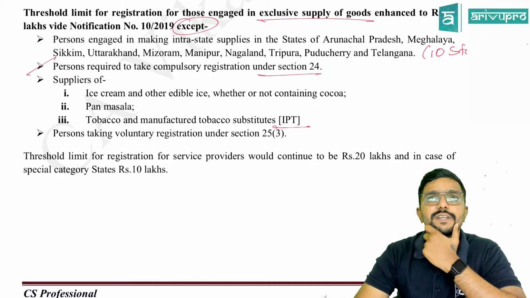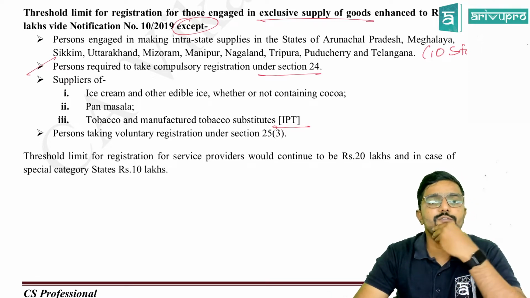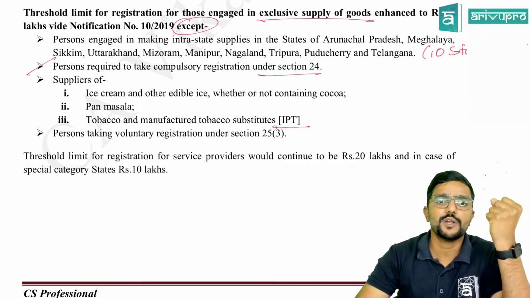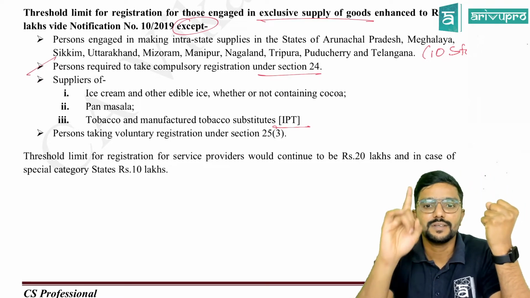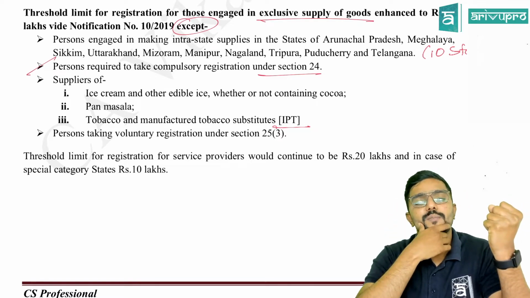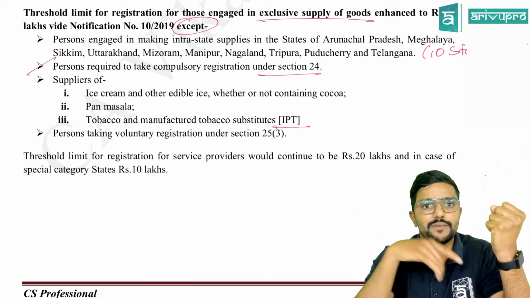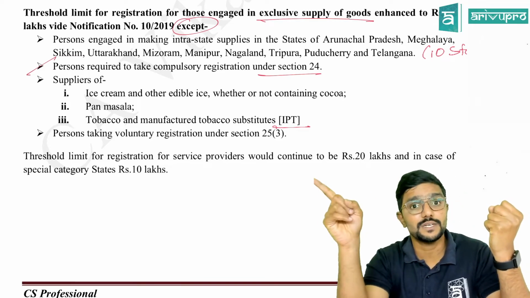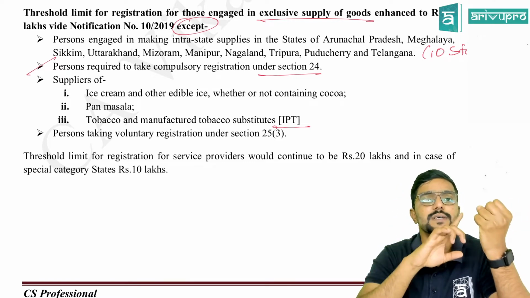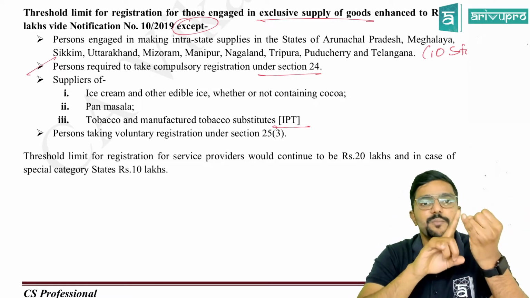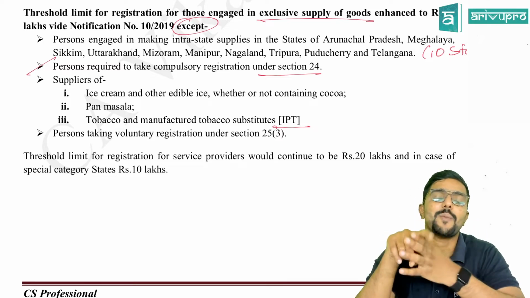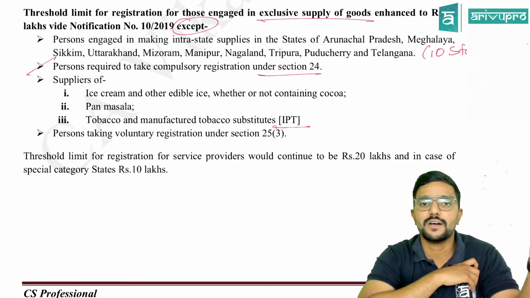See, when we were studying composition scheme, the 4 manufacturers for whom the composition scheme is not available. If you are manufacturing IPAT, you are not covered under composition scheme. For you, composition scheme is not available. You can be the supplier of that, but not the manufacturer. Which are those 4 products? I, that is ice cream, P, pan masala, A, aerated water, and T, tobacco. So 4 products were covered there.